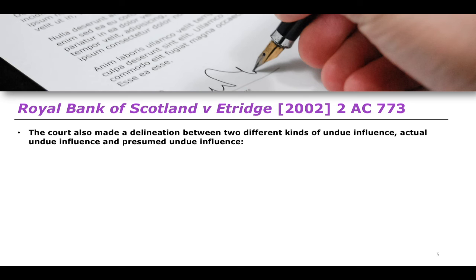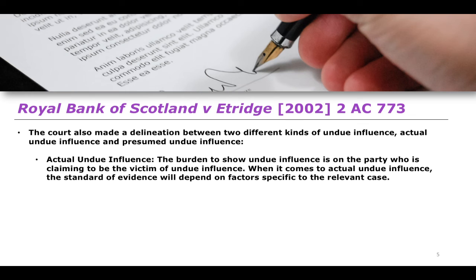The court also made a delineation between two different kinds of undue influence, which I've said are going to be the topic of the next two lessons. The first kind is actual undue influence. The second kind is presumed undue influence. And just as a basic introduction to the next two lessons, when we think about actual undue influence, the burden to show that there is an undue influence is on the party who is claiming to have been the victim of it.